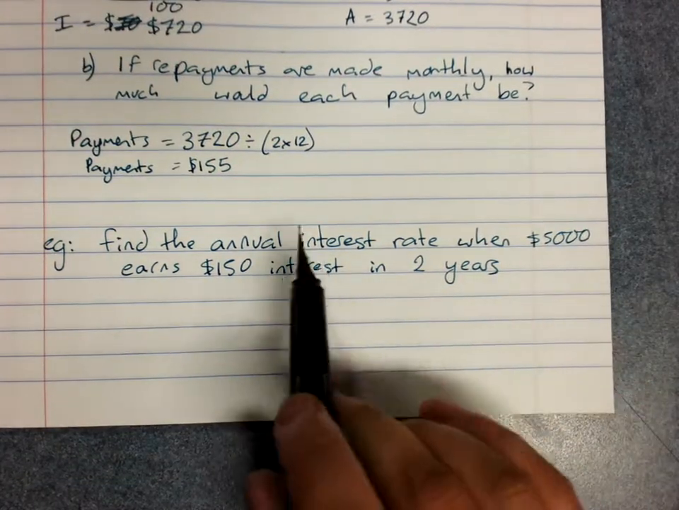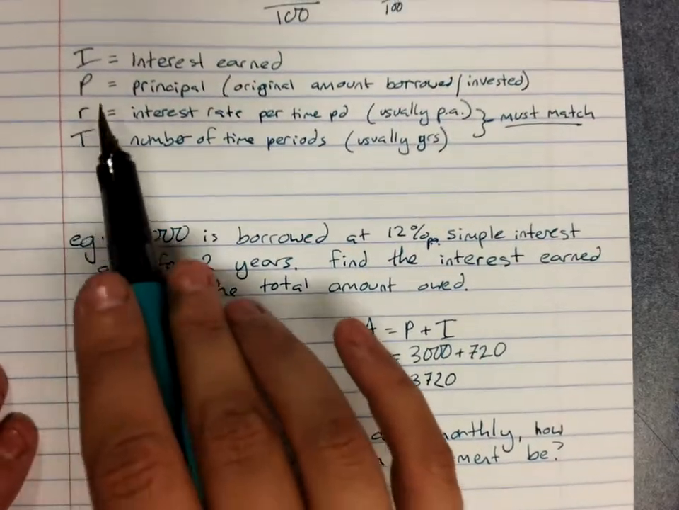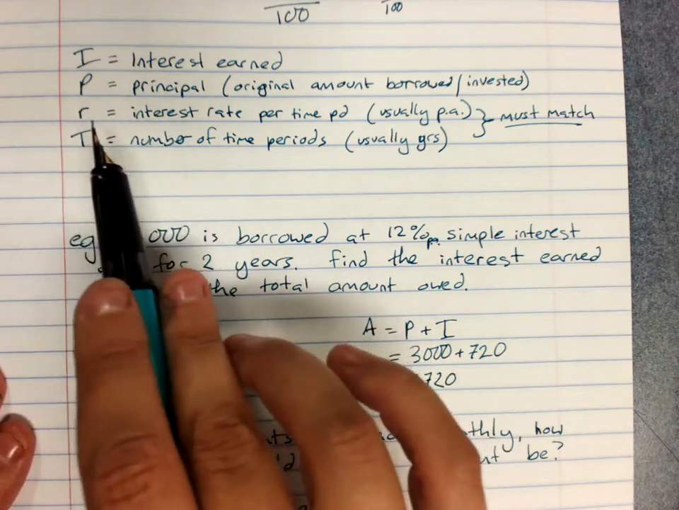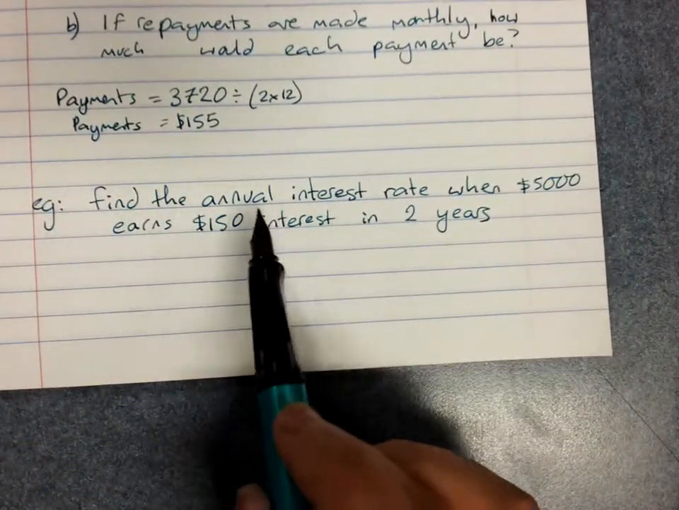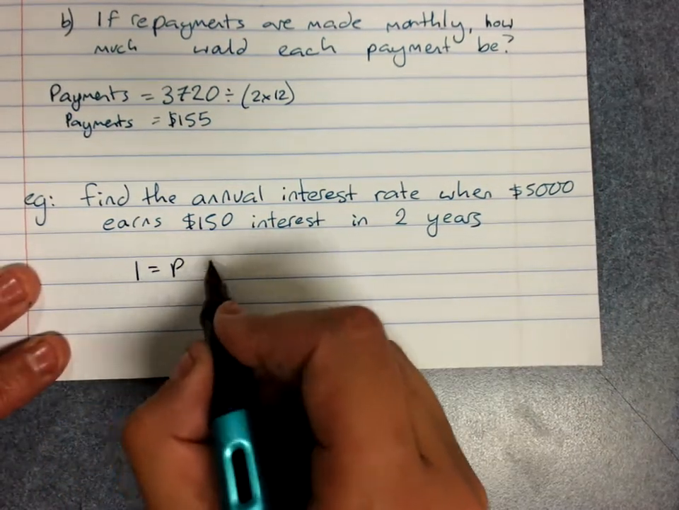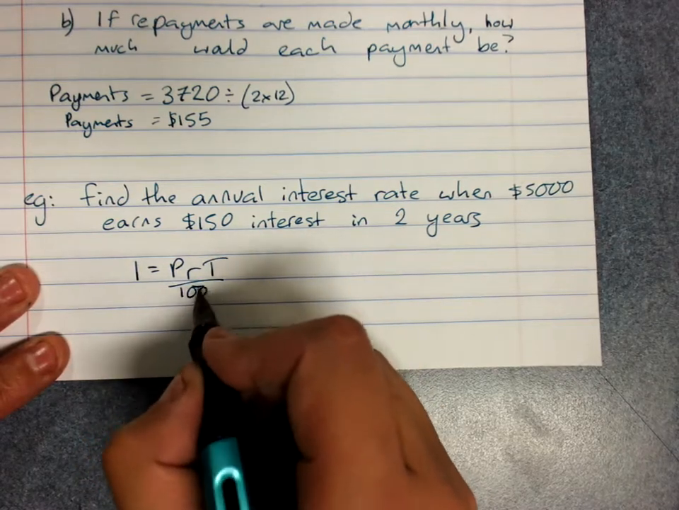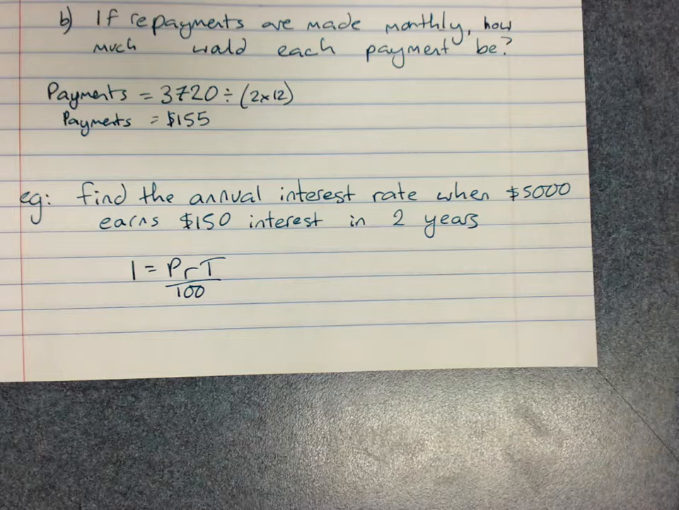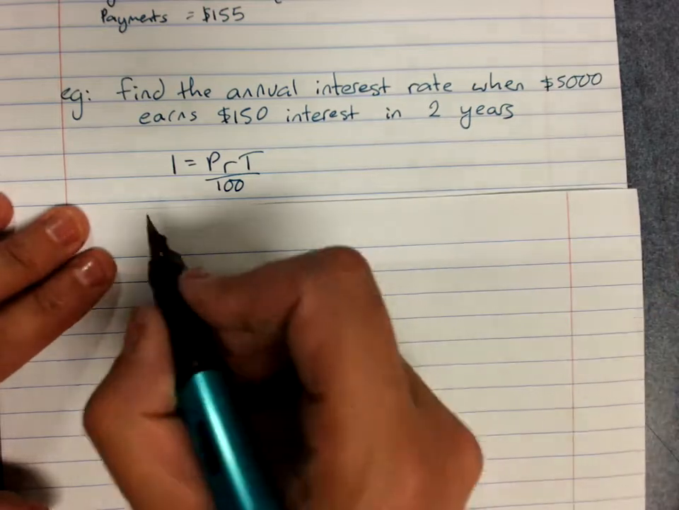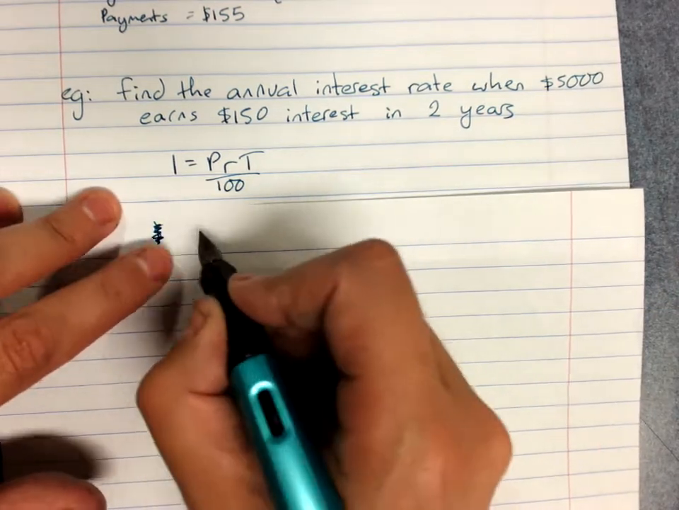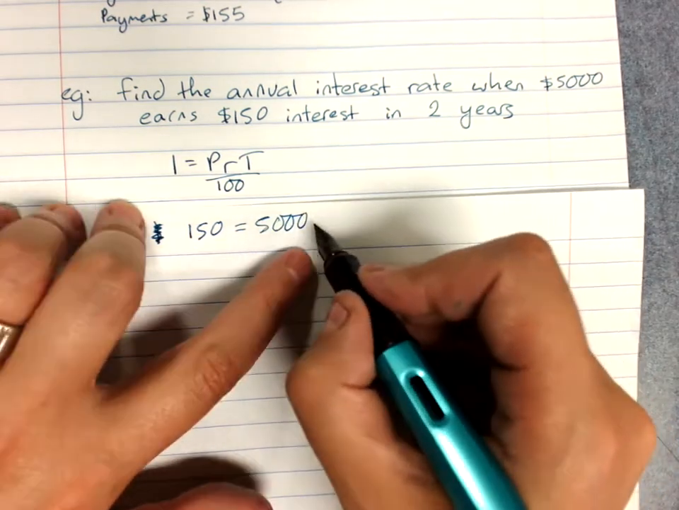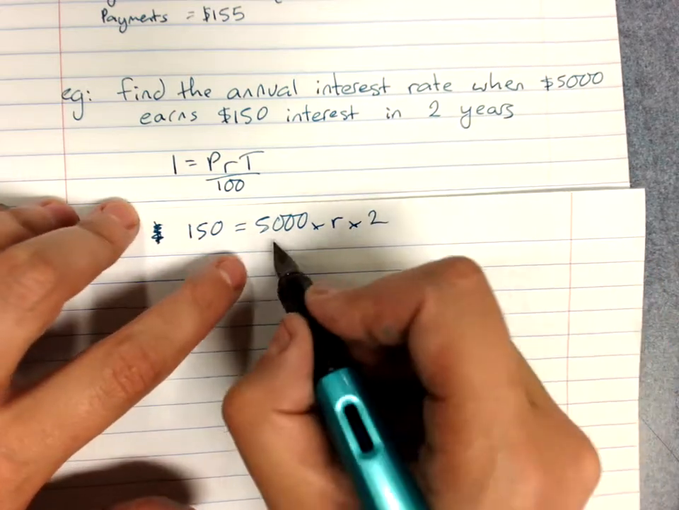You also have to be able to find the other values. We've got I = PRT, the formula is in terms of I, but you do need to be able to rearrange to find the principal, the rate or the time. So we'll do this one: find the annual interest rate when $5,000 earns $150 interest in 2 years. Write your formula. Leave enough space, which I haven't done. Substitute in what you know. The interest is $150. Don't put dollar signs in your working. The principal was $5,000. We don't know the rate. It was 2 years. Divide by 100.